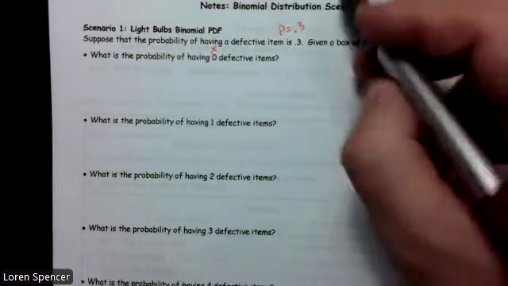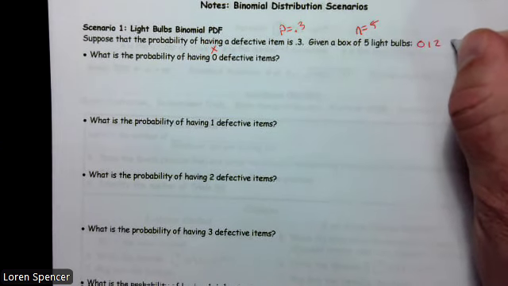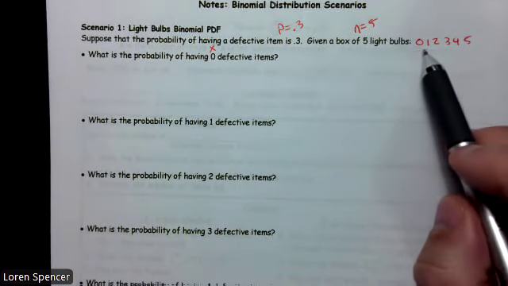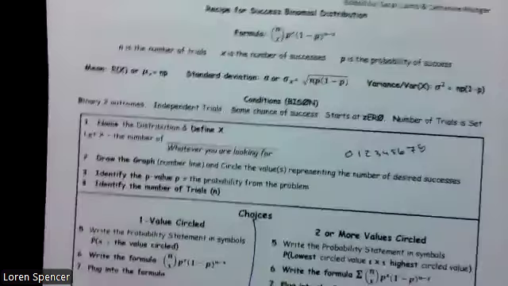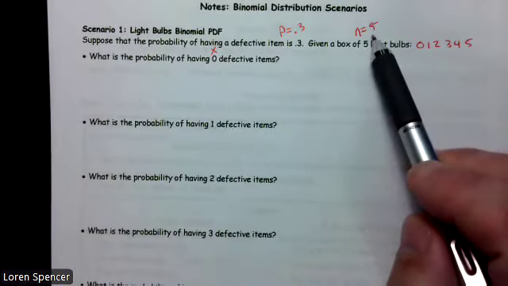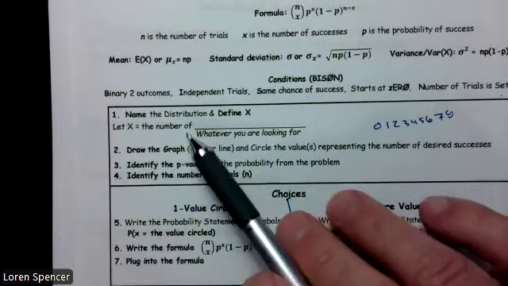And we have a box of 5 light bulbs, which means I could have 0 defects, 1 defect, 2 defects, 3 defects, 4 defects, or 5 defects. So I start at 0, so that's the zero part. And the number of trials is set. We already said that we have 5 light bulbs. That's our group size. So it looks like a binomial.